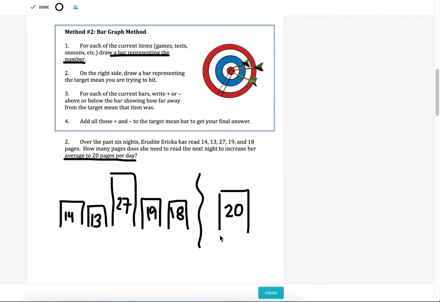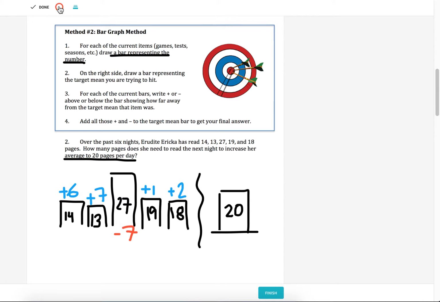Alright, well we know to get to 20 on the last day, to be averaging 20, she needs to get at least 20 for sure. So she needs to get this 20, and then she needs to get an extra 6 to make up for this day, where she fell 6 short of her goal, an extra 7 for this day, an extra 1 for this day, and an extra 2 for this day. However, on this middle day, she actually read 7 more pages than her goal. So she basically has 7 extra in the bank that she can use.